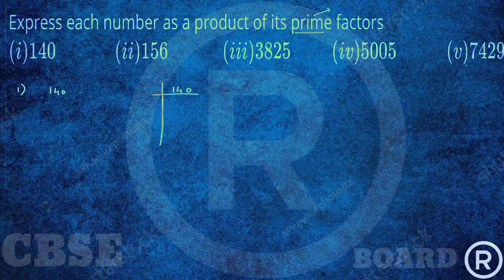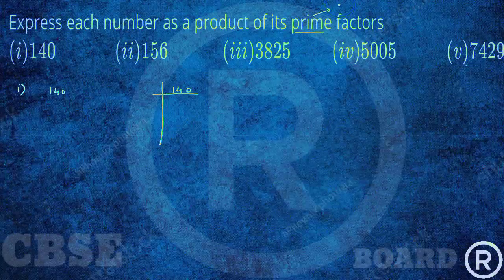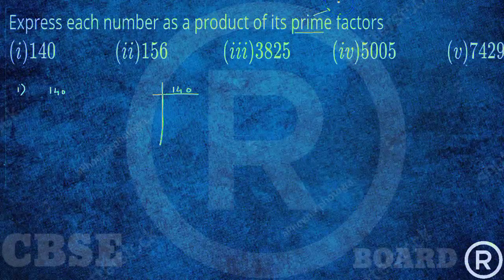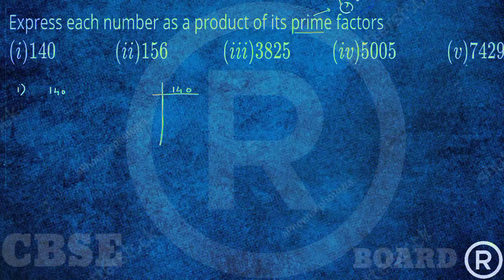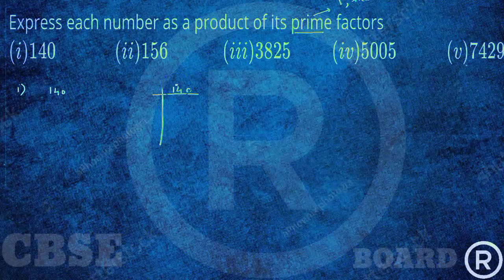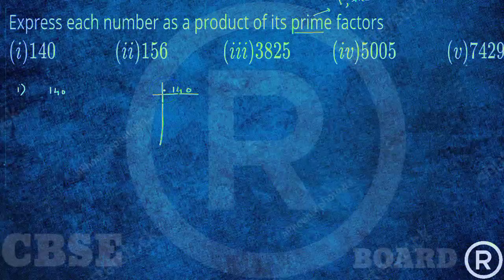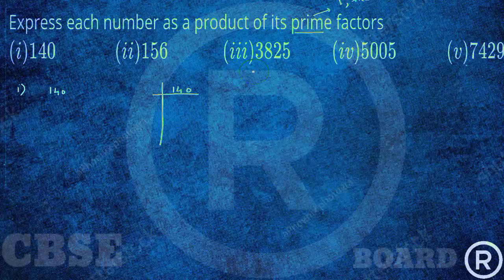Here prime factors are the numbers. First of all, you need to know what prime numbers are. The numbers which are divisible by 1 and themselves are the prime numbers. So prime numbers are 2, 3, 5, 7, 11. These are the prime numbers.